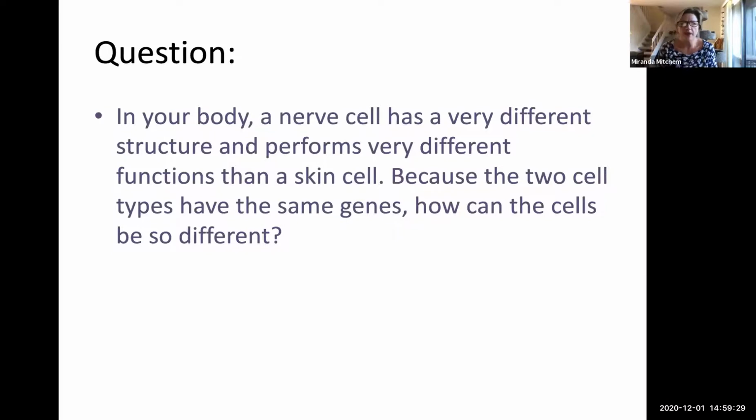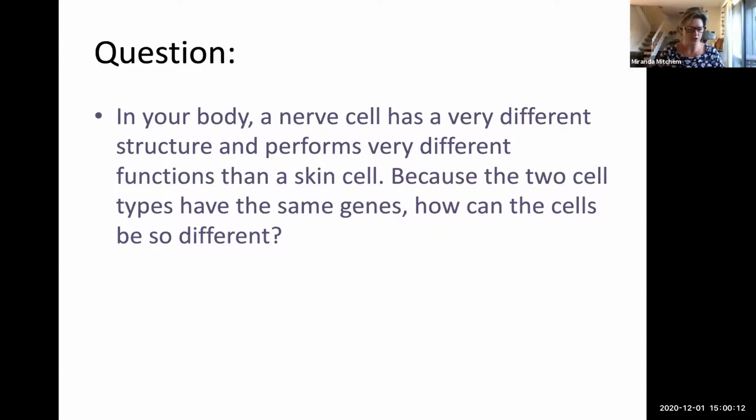So just something to think about at this point, so we can get in the habit of taking what we're learning and applying it to a scenario. A nerve cell is very, very different than a skin cell. They have different structures and they certainly have different functions, but they all have the same genes in them. Every one of our cells has the full set of chromosomes in it, but when we're talking about a nerve cell, the chromosomes that are going to be expressed are going to be those associated with the nerve cell, not with a skin cell.